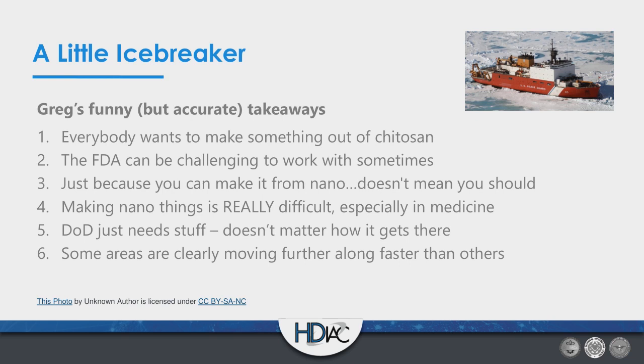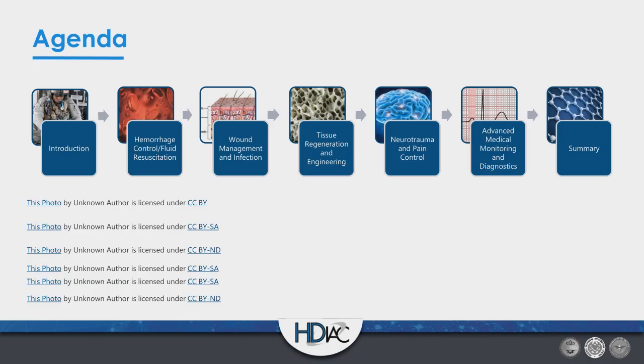DoD just needs stuff, right? It doesn't matter how we get there. It doesn't have to be a nano solution. It just needs a solution. If it turns out that nanotechnology offers the best solution, that's great. That's fantastic. We've actually got a couple examples of that we'll discuss, but we don't always have to have an advanced technology solution. And number six is we'll see some areas are clearly moving along faster than others, and that's to be expected anytime you have advanced technology R&D.